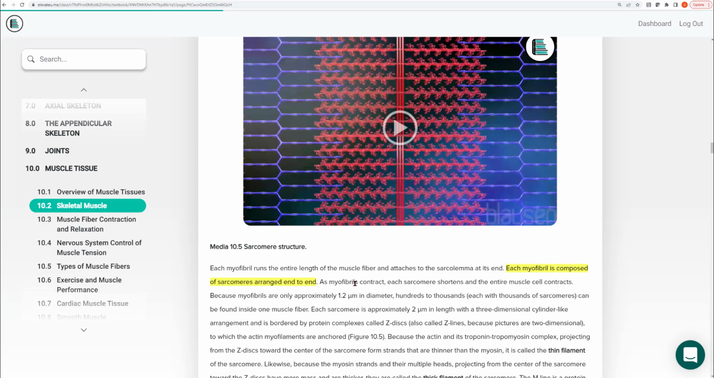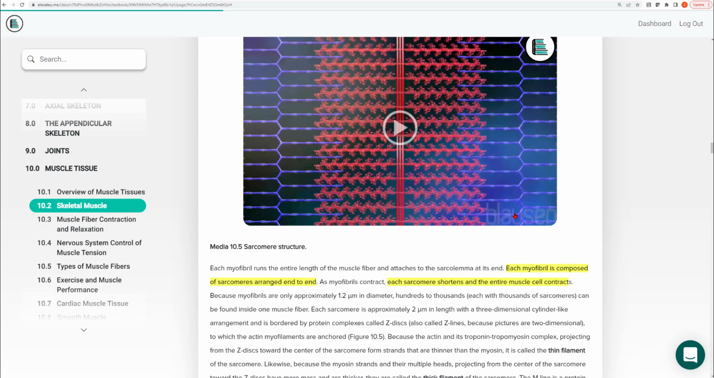As a muscle shortens, as a muscle contracts, what's happening is that all of the sarcomeres within the entire muscle cells, all of those sarcomeres contract. So it's actually the sarcomere that is getting shorter. And all of these hundreds of thousands of sarcomeres are simultaneously shortening. And that leads to the contraction of the muscle.